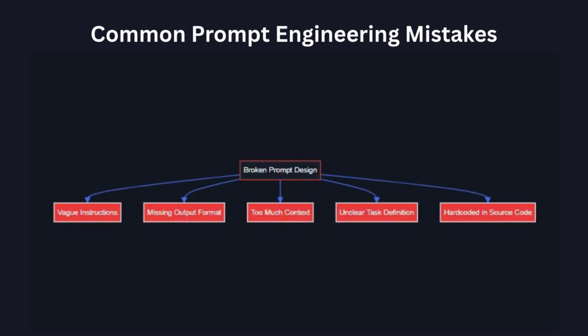There are also common mistakes in prompt engineering that should be avoided. These include vague instructions, missing output formats, too much irrelevant context, unclear task definitions, and hard-coding prompts in source code. These issues often lead to poor and inconsistent results.